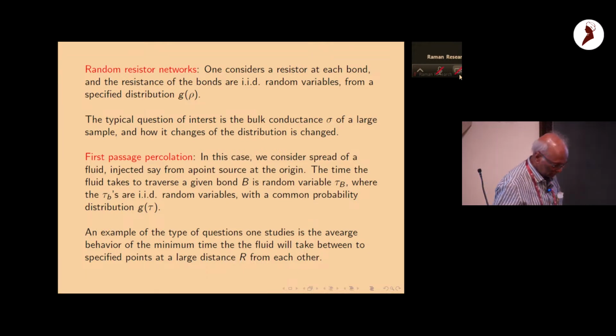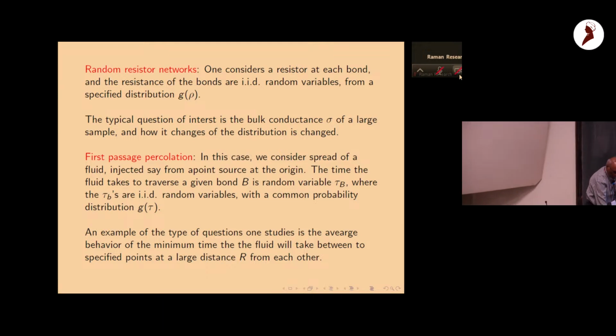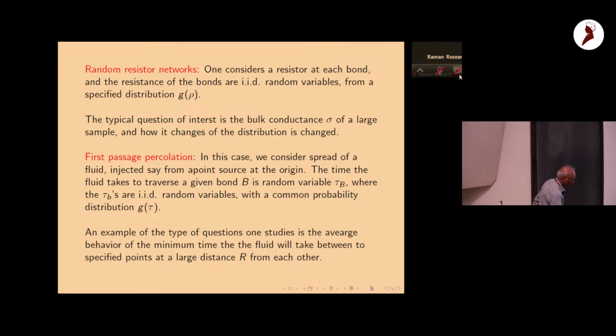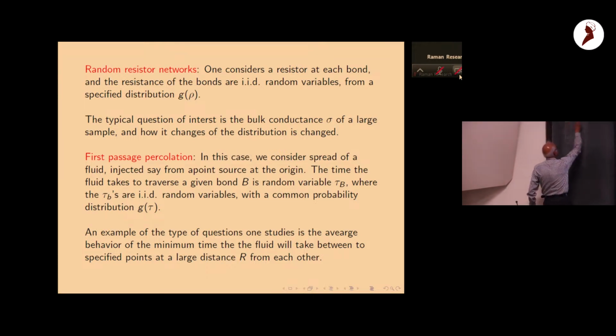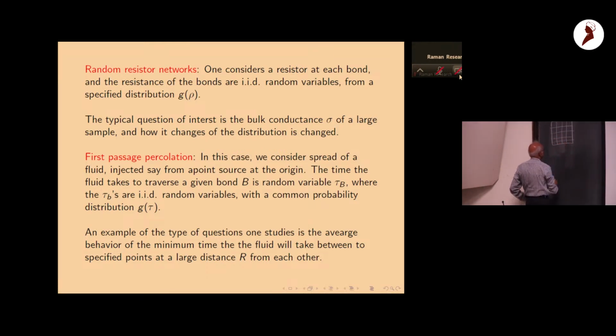So here, I will take a lattice. For convenience of drawing, I just draw the square lattice again. But now I imagine that each bond in this lattice is a resistor. And this is a network of resistors.